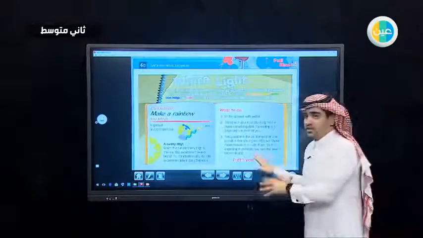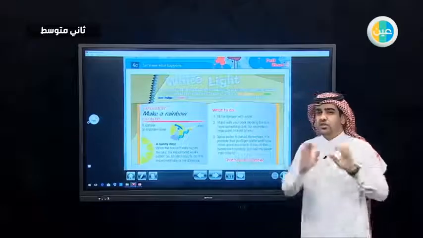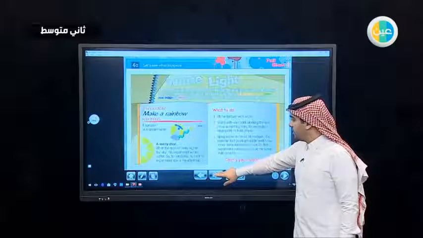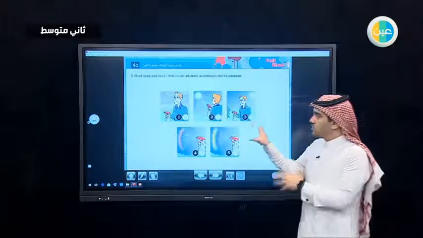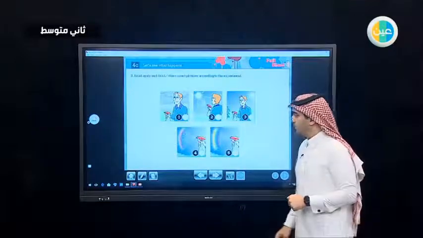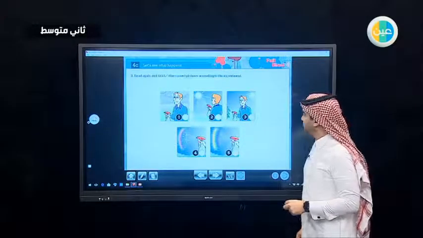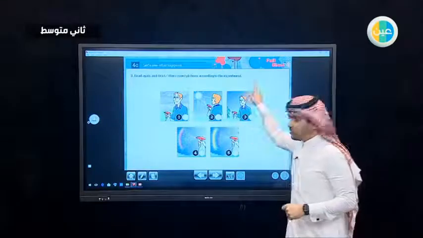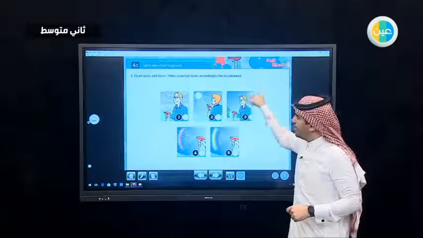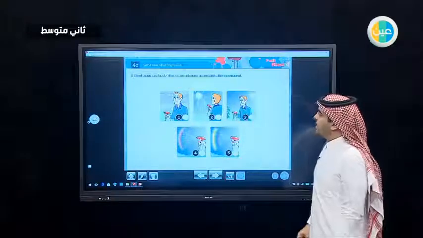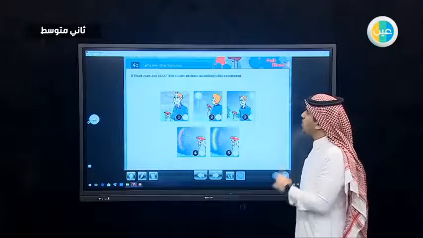So these instructions are okay. Now we will have some questions just to check your understanding of the reading passage. Let's take a look at this activity on page 52 or page 53 maybe. It says read again and tick. Tick means put a sign like this one, علامة صح. Read again and tick the correct pictures according to the experiment.